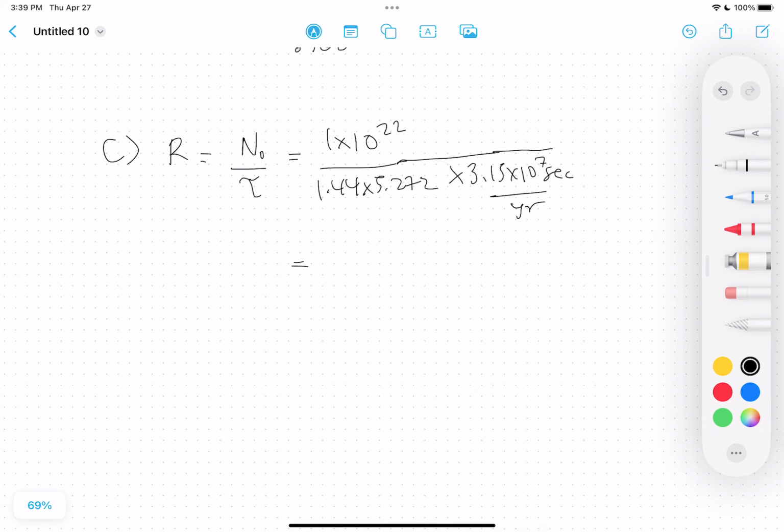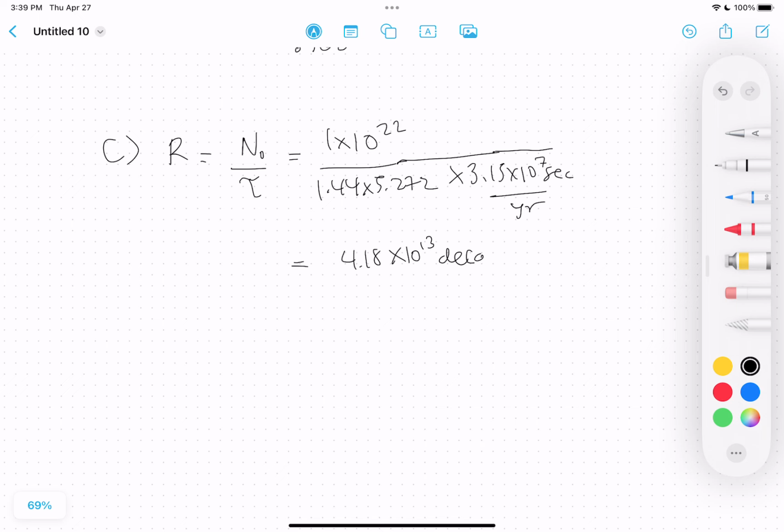And I'm going by my exam, and I got 4.18 times 10 to the 13th decays per second. Closing in 10 minutes. Okay. Decays per second for that, right? So that's C.